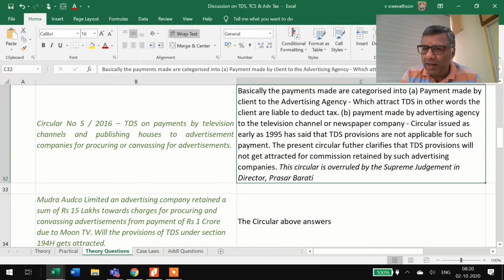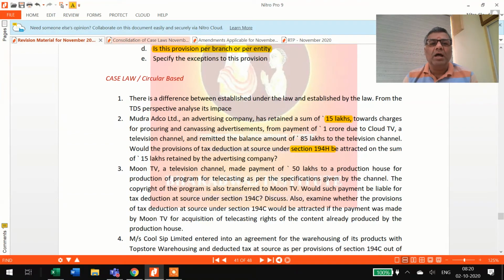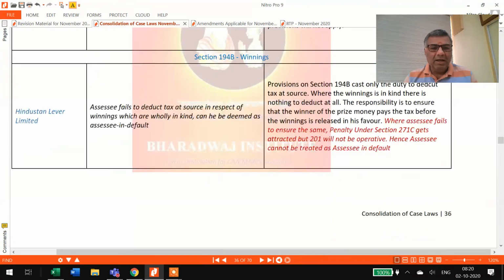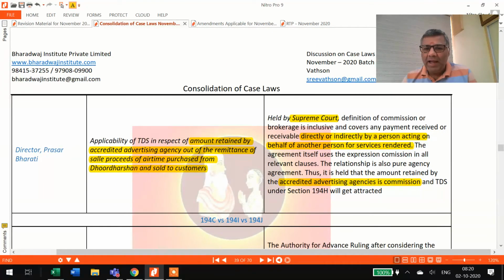The circular is overruled by the Supreme Court judgment, that is, Director of Prasar Bharati. Okay, the circular is now overruled. This circular number 5 of 2016 is now overruled by the Supreme Court judgment, where it is said that the same term, commission, etc., was held by the Supreme Court; the definition of commission or brokerage is inclusive and covers any payment received or receivable, directly or indirectly, by a person acting on behalf of another person.